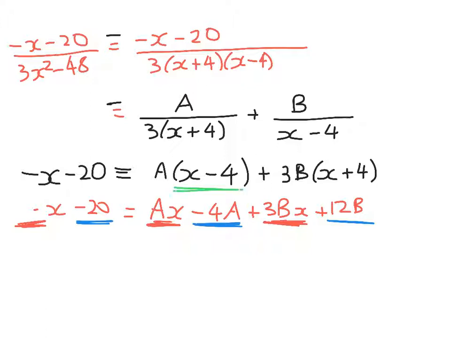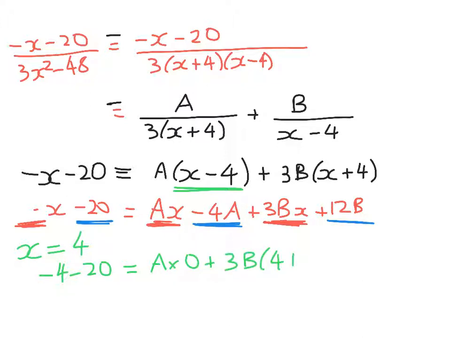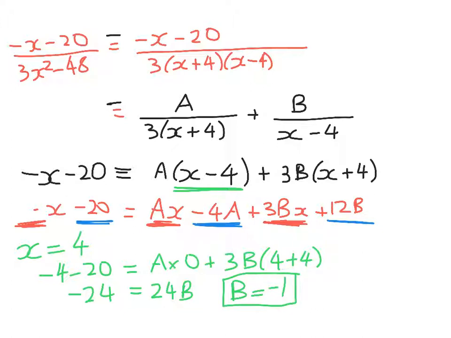So the first thing I'm going to do is choose x equals 4, and let's see what happens. Well, when x is 4, the left hand side gives me negative 4 minus 20 equals a times 0 plus 3b times 4 plus 4. So negative 24 is equal to 3 times 8, 24b. It gets me straight to b equals negative 1. Okay, then the next value that we're going to choose is going to be the one to make x plus 4 equals 0. I'll do that on the next slide.